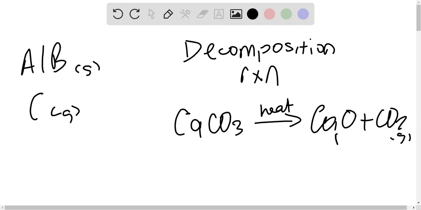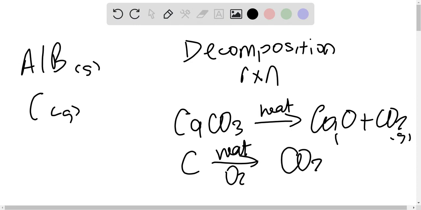It wouldn't be possible to decompose an element, say carbon, because when you heat carbon, and there is oxygen present in excess, we will end up with carbon dioxide. So it wouldn't be a decomposition reaction. So it would have to be compounds.